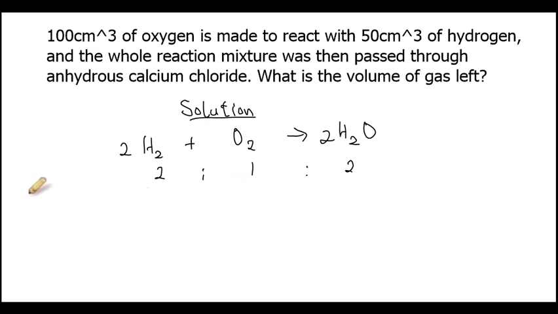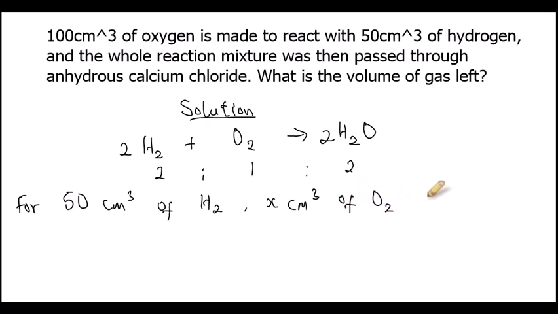So now we want to determine the limiting reactant. For instance, if 2 volumes of hydrogen gas react with 1 volume of oxygen gas, definitely we'll need half as much oxygen gas as hydrogen gas to react. So if we are given 50 cm³ of hydrogen gas, what amount of oxygen gas will be required? Let's see. If we have 50 cm³ of hydrogen gas, x cm³ of oxygen gas will be required. And we want to know if we use all of the hydrogen gas given in the question.